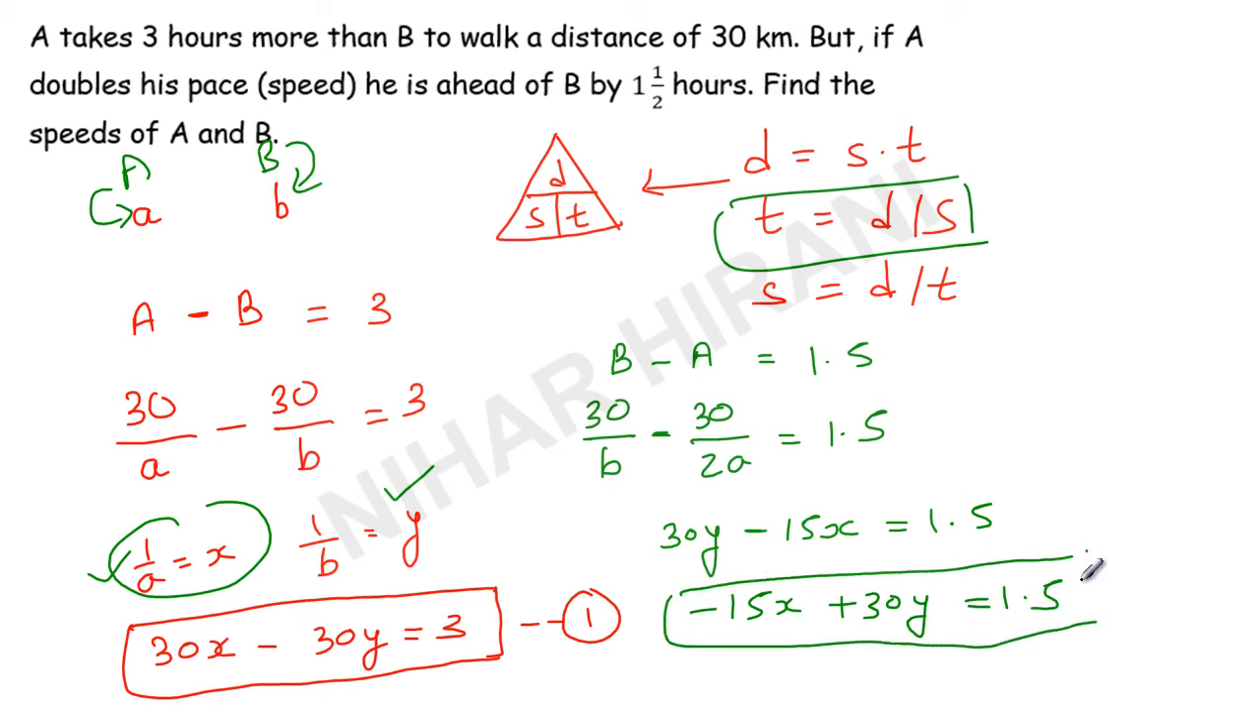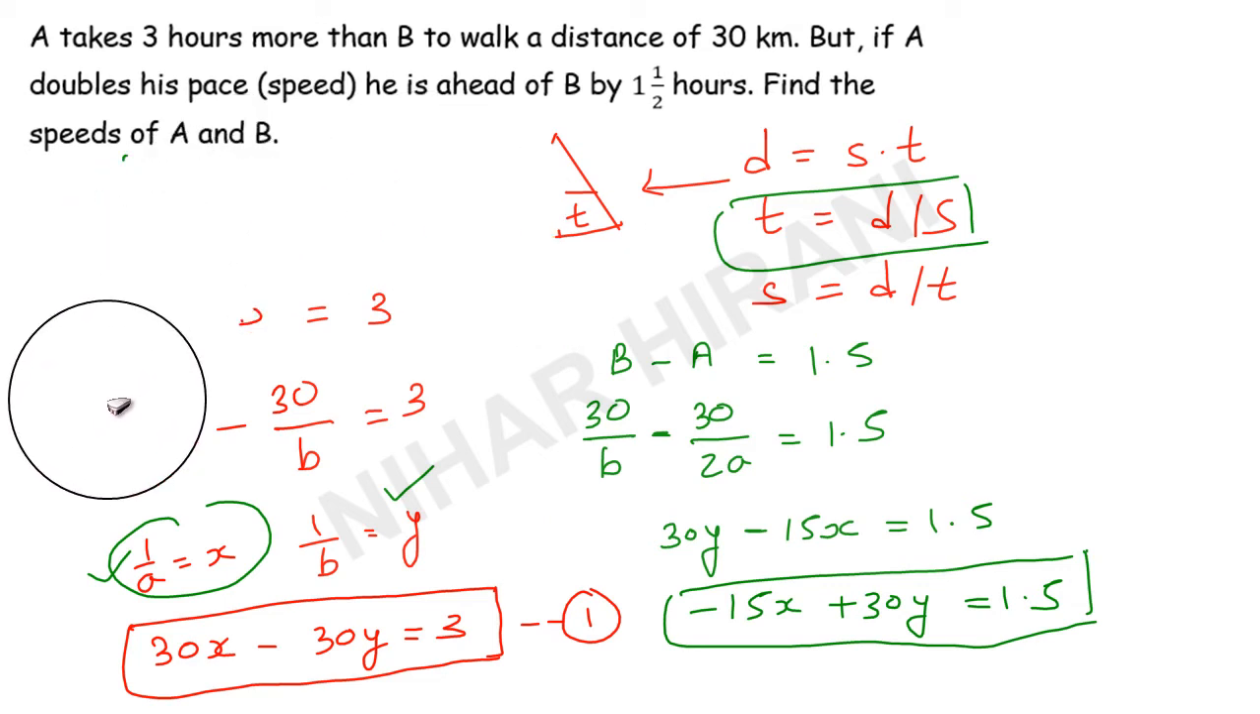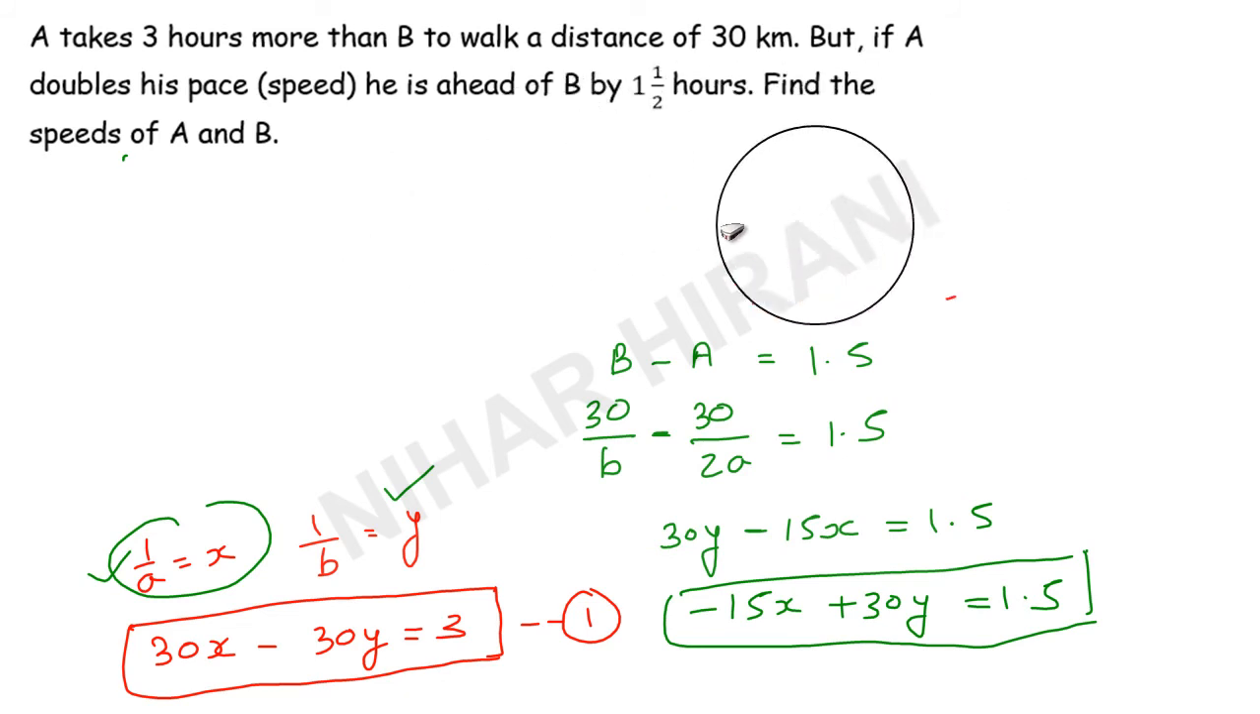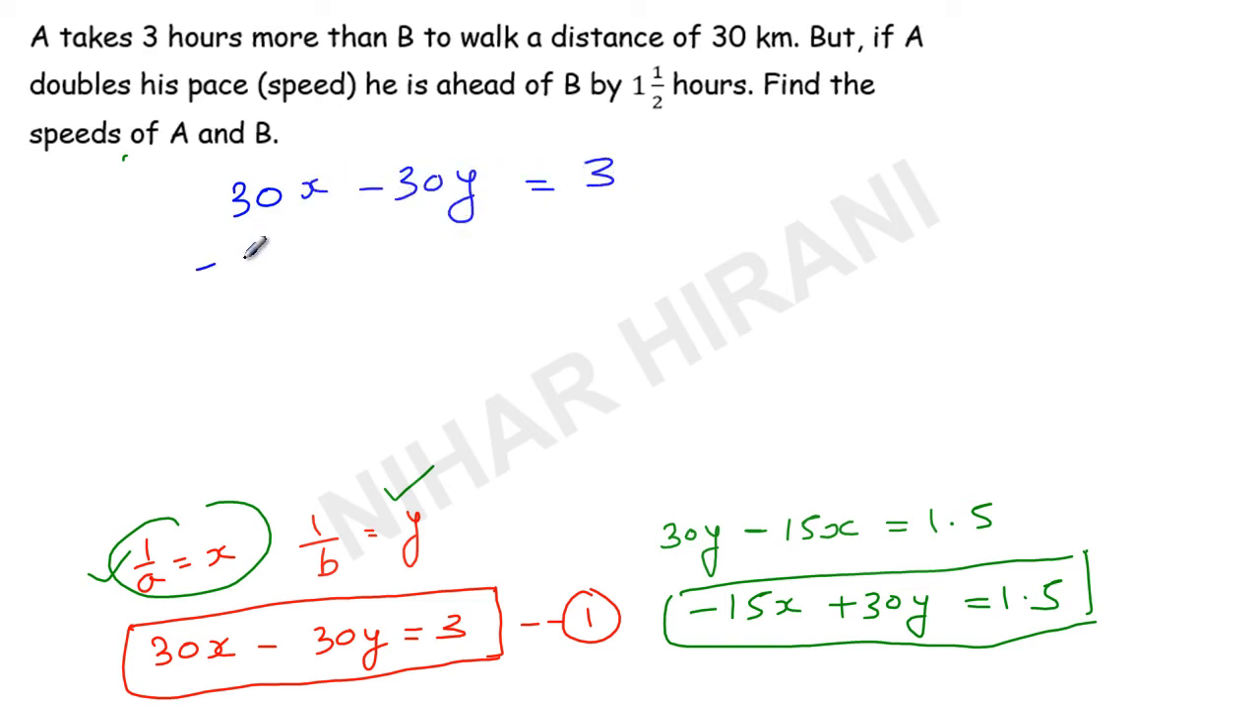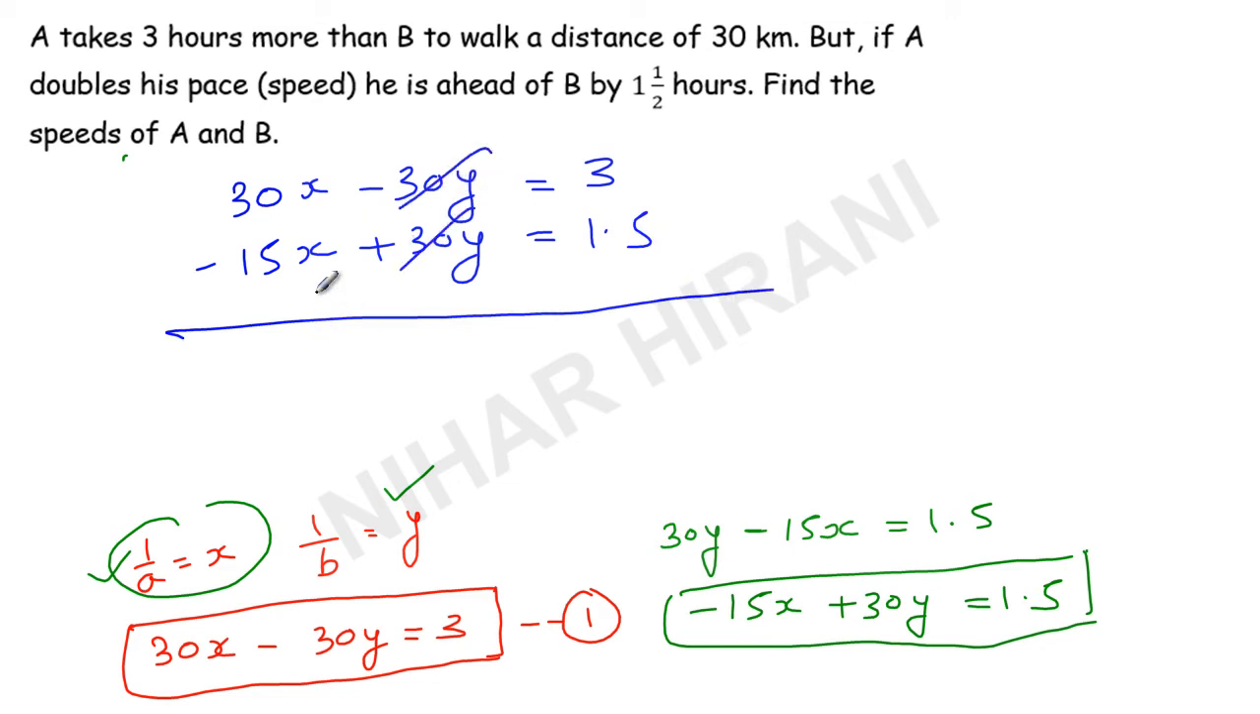Now based on these two, I can get my final answer very easily. I will erase the stuff that I do not need because I do not have enough space. So now I will do my further calculation. Here my equation 1 is 30x minus 30y is equal to 3. Equation 2 is minus 15x plus 30y is equal to 1.5. And here you can see this can be cancelled easily. Generally we change the sign so we can cancel out something, but here no need to do that because we can easily cancel out these two things.